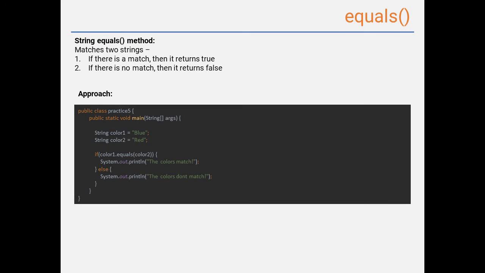I know I mentioned the equals method earlier, and I just want to talk a little bit about that. The equals method is used to match two strings. If there's a match, then it returns true. If there's no match, then it returns false. In the approach that we've been visiting here, we're comparing color 1 to color 2. So if they do match, then we'll get the colors match. If they don't match, then we will receive the colors don't match.